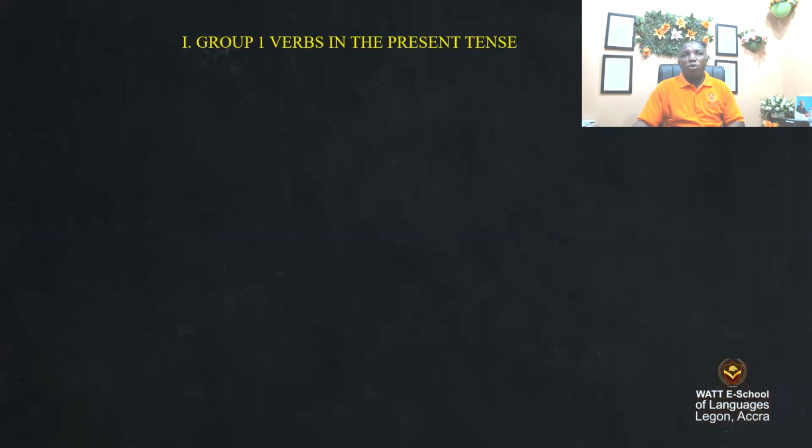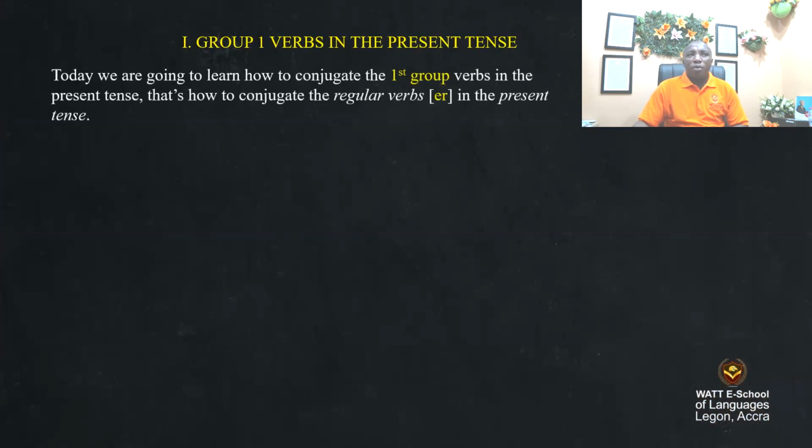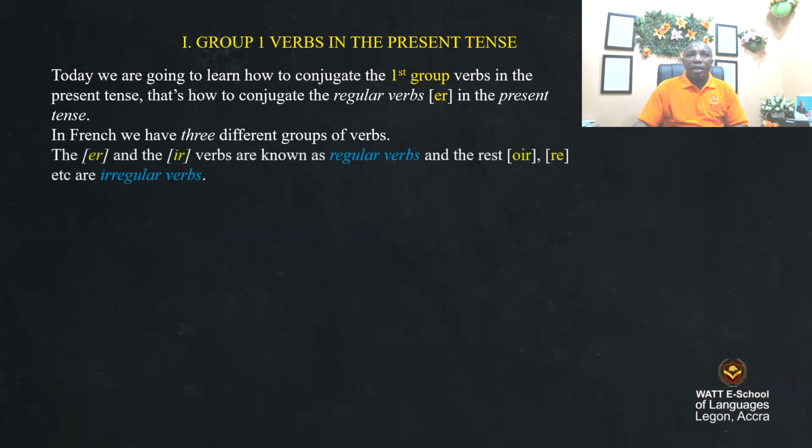Let's have a look at group 1 verbs in the present tense. Today, we are going to learn how to conjugate the first group verbs in the present tense. That's how to conjugate the regular verbs ER in the present tense. In French, we have 3 different groups of verbs. The ER and the IR verbs are known as regular verbs, and the rest, OIR, RE, etc., are irregular verbs.